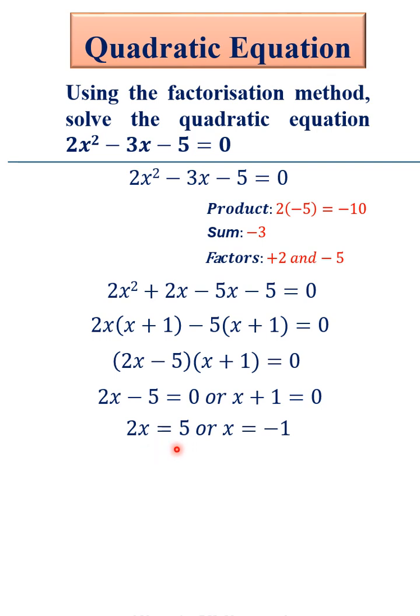To solve this side, we divide both sides by 2 so that we can solve for x in this side of the linear equation. And that gives us 2x over 2 equals 5 over 2, or x = −1. 2 we cancel 2 and we are left with x. 5 divided by 2 is 2.5, and our final answer becomes x = 2.5, or x = −1.